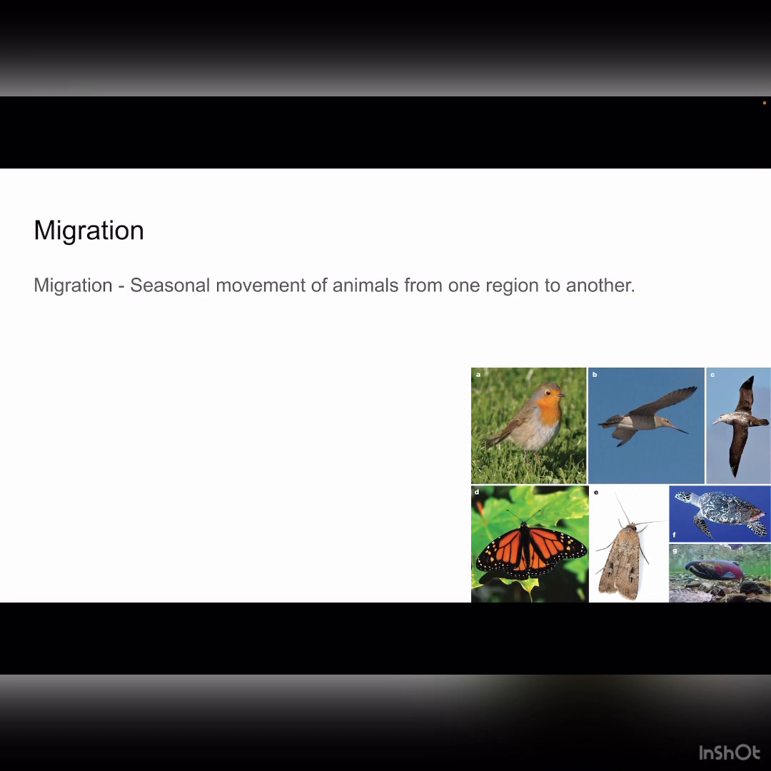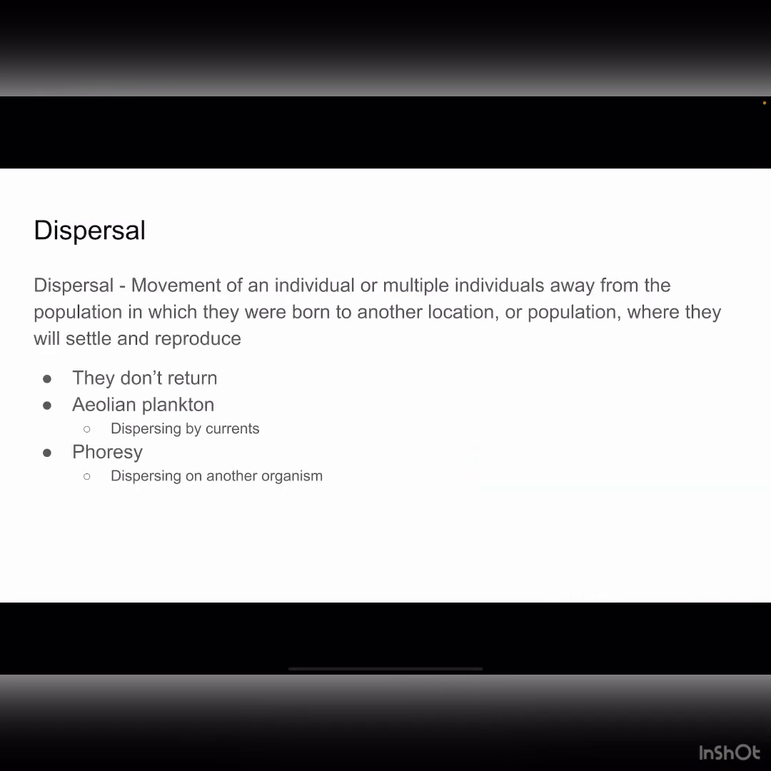Migration is defined as the seasonal movement of animals from one region to another. Migratory animals include certain birds, turtles, butterflies, and so on. Dispersal, in contrast, is the movement of an individual or multiple individuals from the population in which they were born to another location or population where they will settle and reproduce. All of this is a really long way to say that they go somewhere and, unlike in migration, they don't come back. So, like a one-way trip.